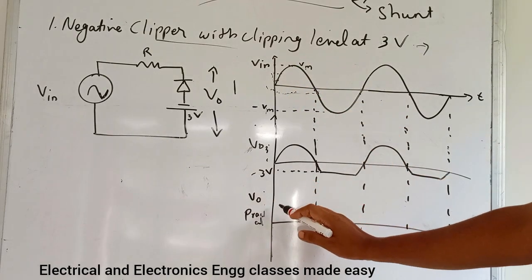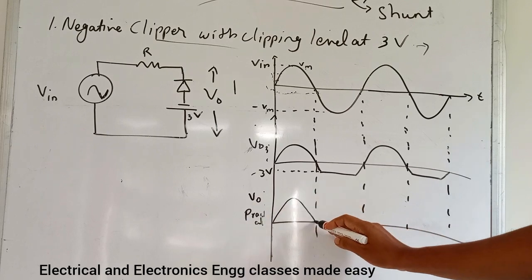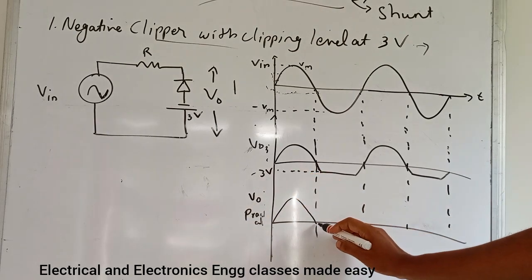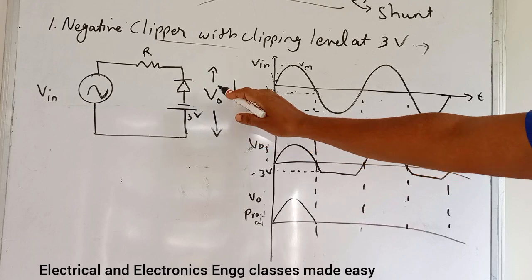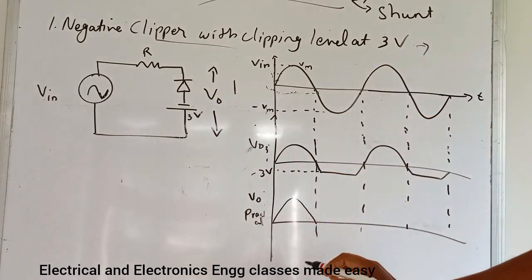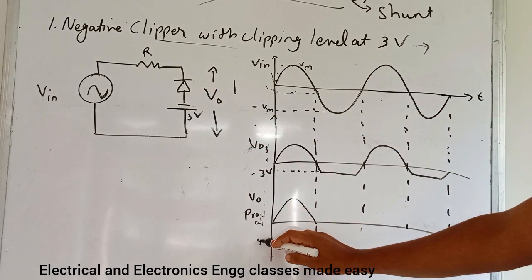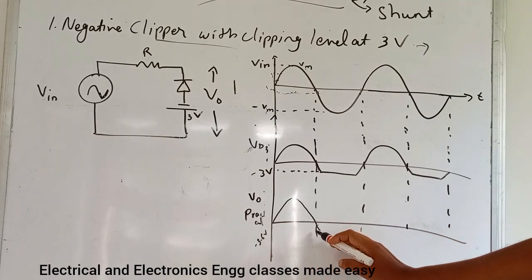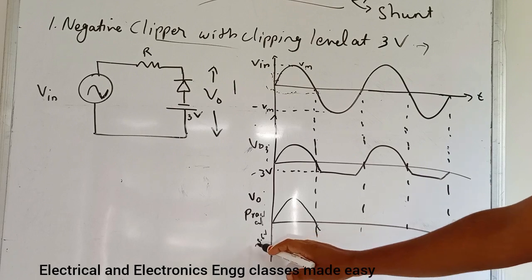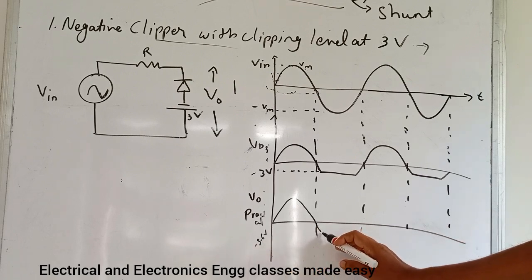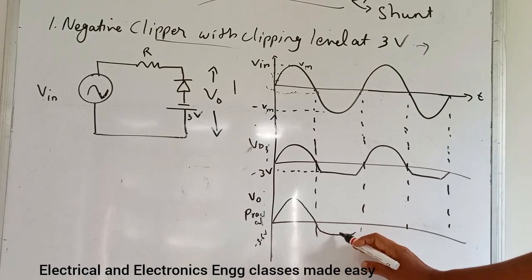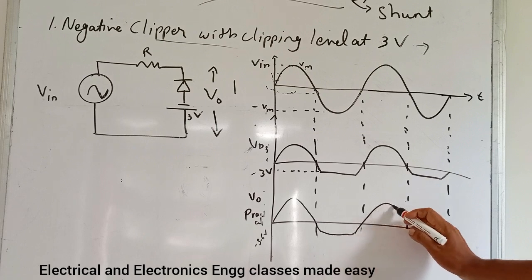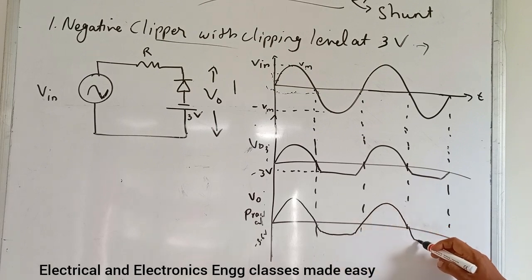So in the practical case, this 3 volt will be 3 volt plus the voltage drop across this diode. So let it be 0.6 volt. Then up to this minus 3.6 volt, the diode will not conduct. Then we will get the output waveform like this. After that it will be conducting. So this is the waveform in practical case.